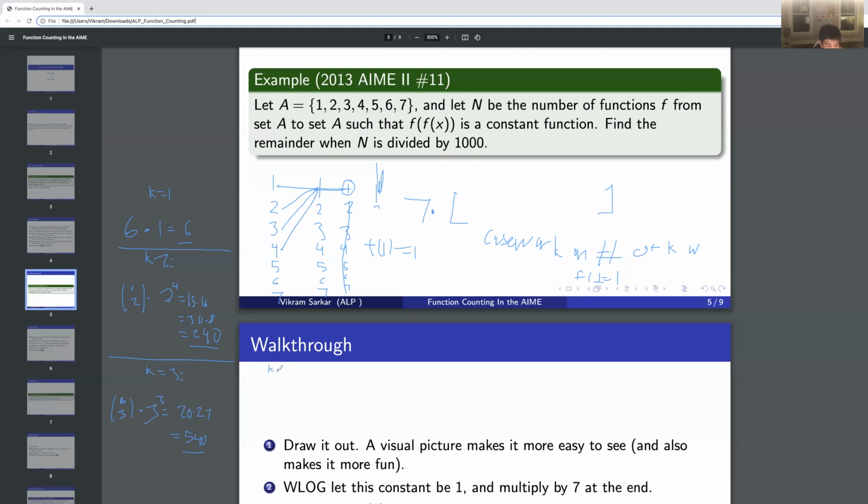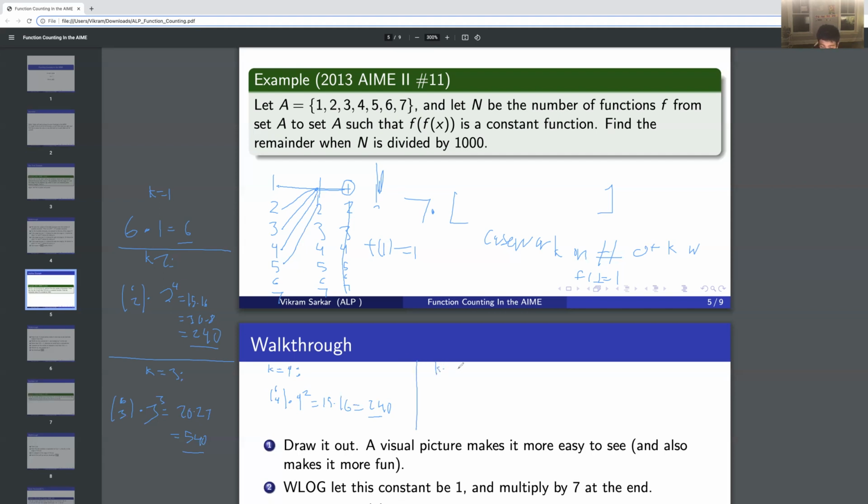K equals 4. So this goes here too. 6 choose 4 ways. And 6 and 7, they must map to 2 to 5. So 4 choices and 2 things, so 4 squared. And this is 15 times 16, which is 240. Same thing as k equals 2, but it's just a coincidence, 2 to the 4th, 4 squared.